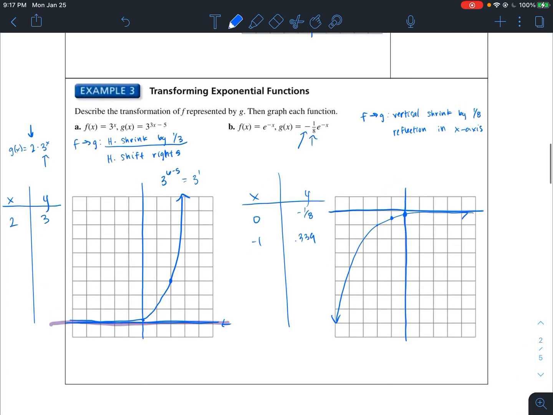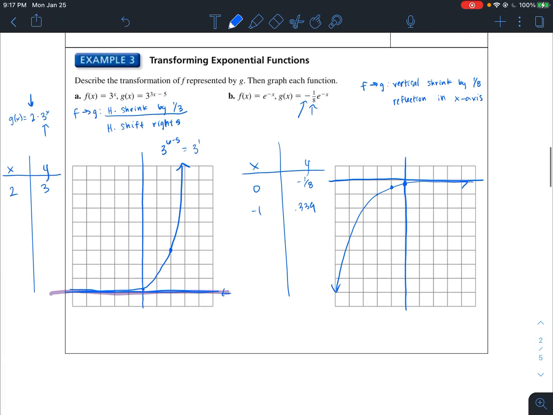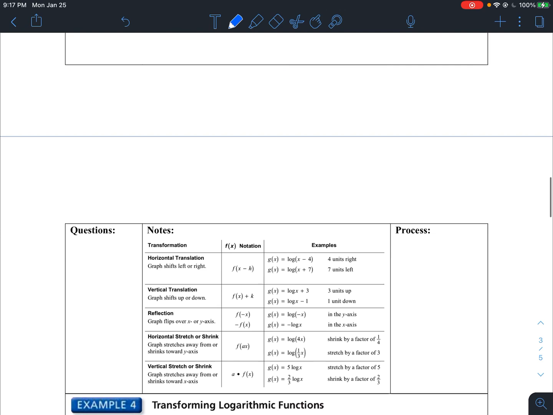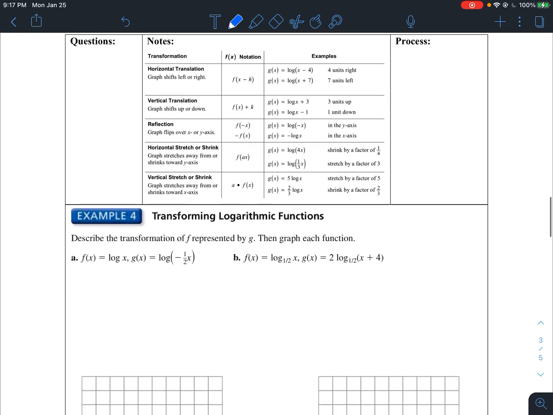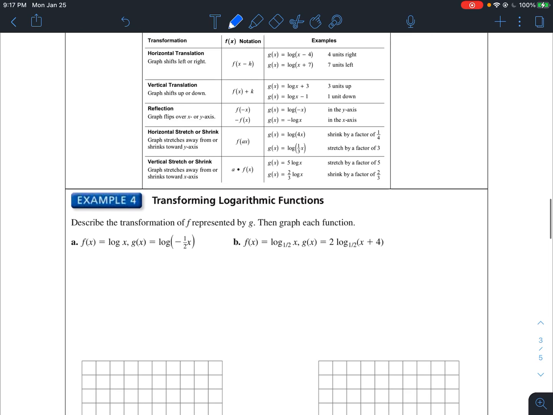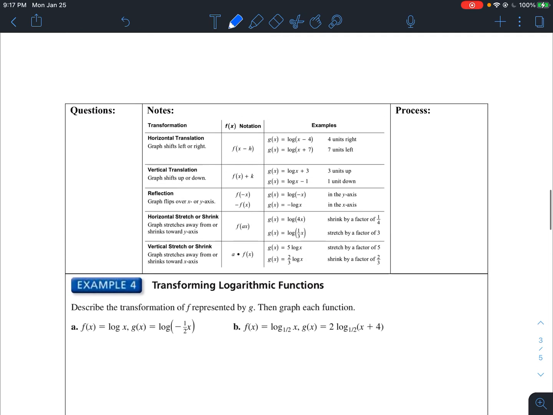Okay, so that should pretty much do it for the exponential functions. Now I'm going to split this up into two different parts, where next video we're going to talk about the logarithmic functions, and we'll cover that in class on Thursday actually. So we're splitting this up into 2 different days. So stay tuned for the next part where we cover logarithmic functions.